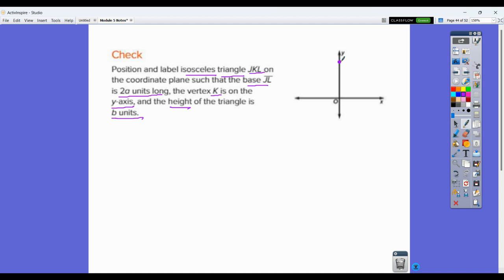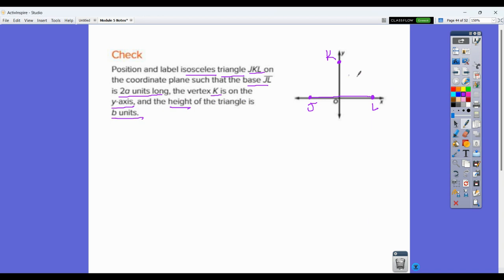So I'm like, okay, I'm going to put K. And it doesn't matter how high or how low you put it, but I'm going to put K there. It also tells me that the height of the triangle is b units, and that my base JL, it actually doesn't tell me, but it has to be on the axis, so I'm going to do that. So I'm going to put my base JL down here. So this is an isosceles triangle with a base of JL, which meant that K had to be in the middle of the triangle. So if K was on the midline, I had to make J and L on either side like this.